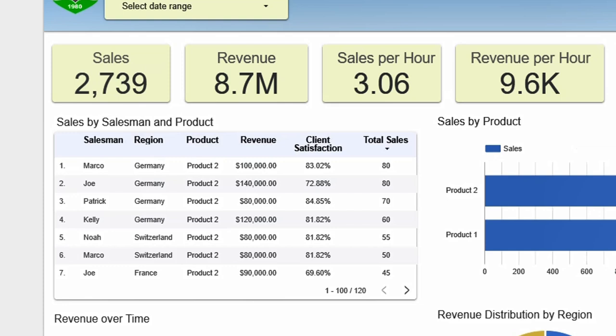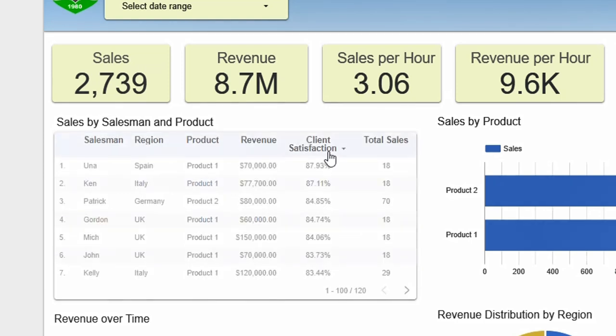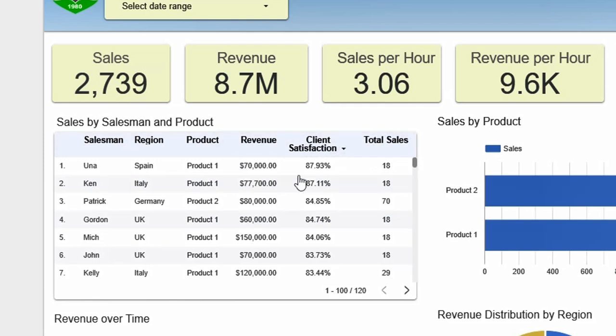In terms of the salesperson, sales by salesperson and product, it shows that Marco in Germany has 80 sales, with an 83.02% client satisfaction. While Patrick, also in Germany, with 70 sales, has the highest satisfaction at 84.85. But if we are going to click this one, who has the highest client satisfaction? That was in Spain.